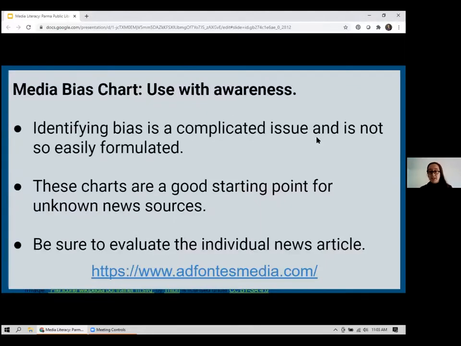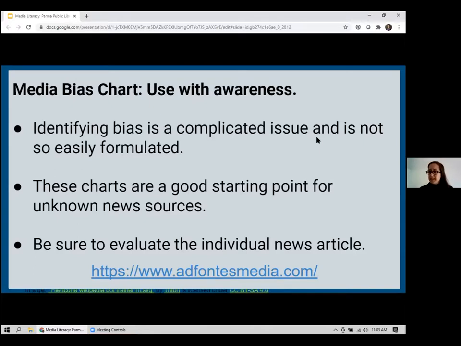Okay, so here's the bias chart. You'll probably have seen this chart before. If not, you'll probably see it at some point. When I first saw this chart, I was like, oh my God, this is amazing. I am going to use this in all my classes and teach it to all my kids. But then I found an article that made me change my mind.